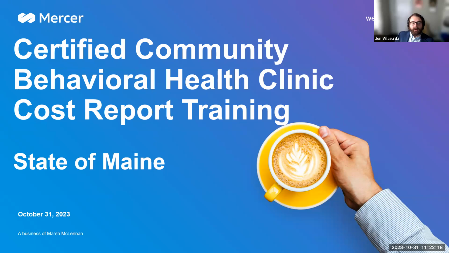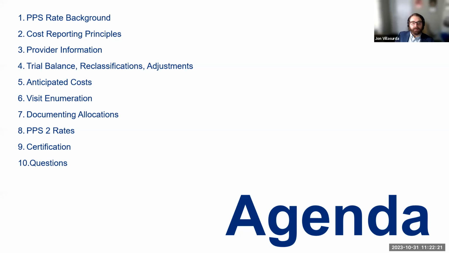So I think with that, we can go ahead and move forward, Toby, to the agenda for today. Just going over this very quickly, we're going to talk about the PPS rate background, what it is, its concept, what its purpose is for, cost reporting principles, provider information, the trial balance reclassifications and adjustments components of the cost report instructions, anticipated cost, visit enumeration, documenting allocations, the PPS2 rate calculation, the certification in terms of certifying the cost report itself and the initial rates that are calculated therein. And then finally, any questions.